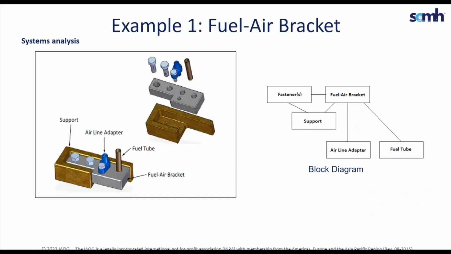To start with, the systems analysis is properly done by showing a block diagram of how the different parts in the design are connected to each other. As you can see in the block diagram, to the right the fuel air bracket is directly connected to fasteners and support. On the left-hand side, there are separate connections to the airline adapter and fuel tube.